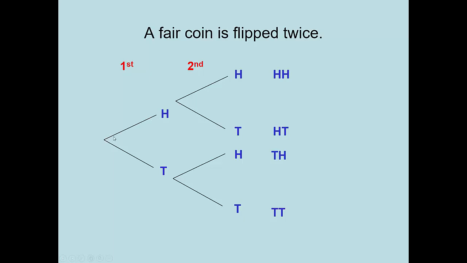Following from the beginning, we end up with heads, heads as one possible outcome. Beginning from the beginning, we go through heads, tails as a second possible outcome. From the beginning, tails, heads is a possible outcome. From the beginning, tails, tails is a possible outcome. There are 4 possible outcomes.